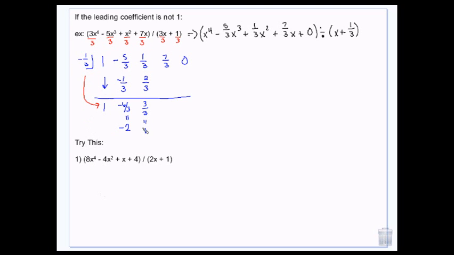I'm going to do negative 1/3 times 1, so I'm going to get negative 1/3. 7/3 minus 1/3 is 6/3, which equals 2. And negative 1/3 times 2 is negative 2/3, and that's my remainder. So I had all these fractions I had to deal with.